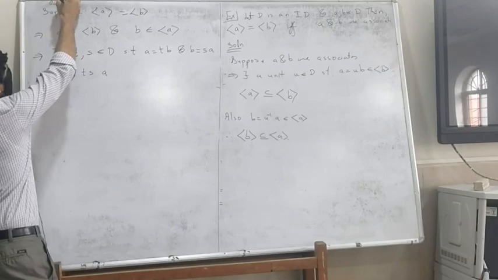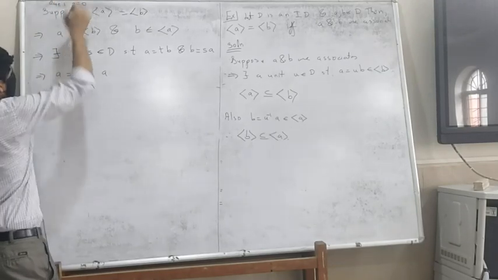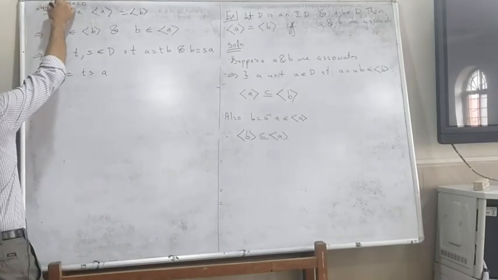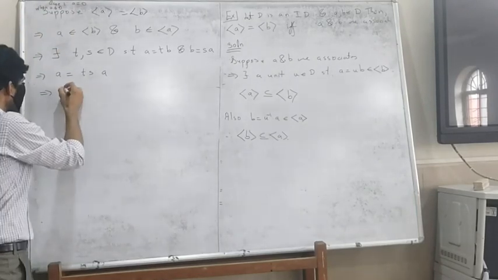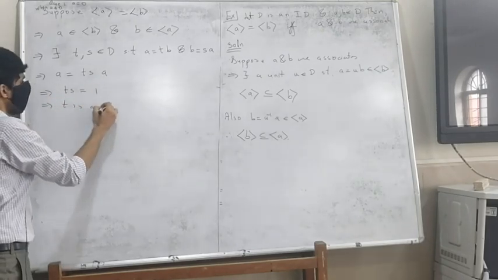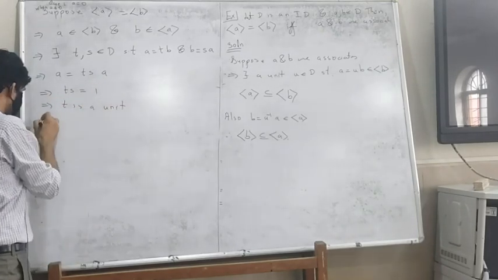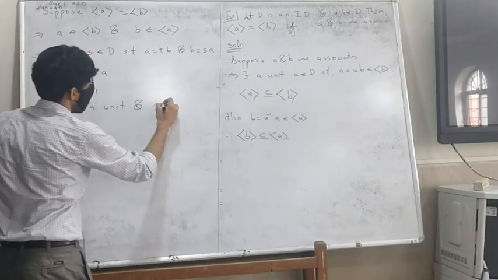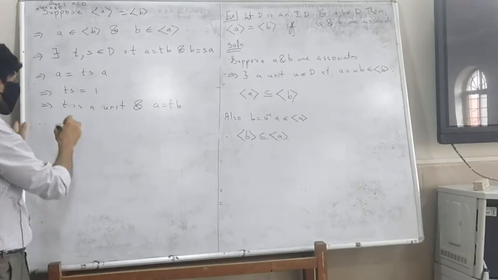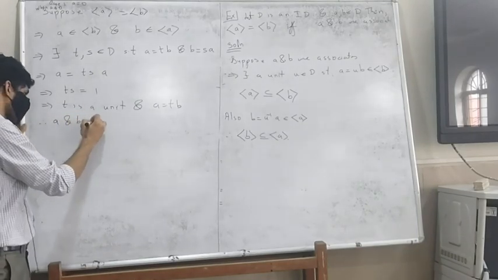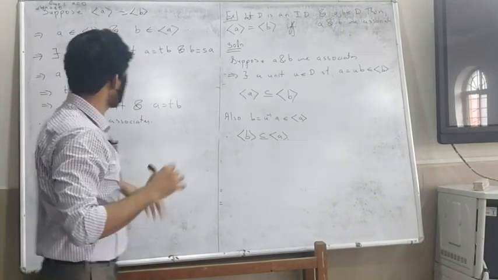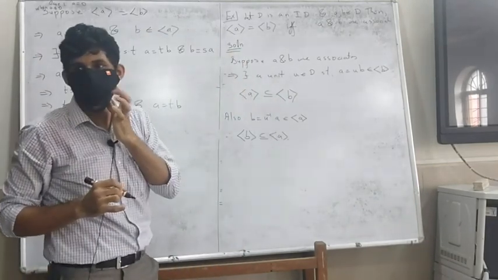So case 1, A is equal to 0. This is when A is non-zero, then you can do this. Now you cancel, you get T times S is 1, which means that T is a unit. And if T is a unit, what does it mean? T is a unit, which means that A and B are associates. Okay, so now we proved what we require.